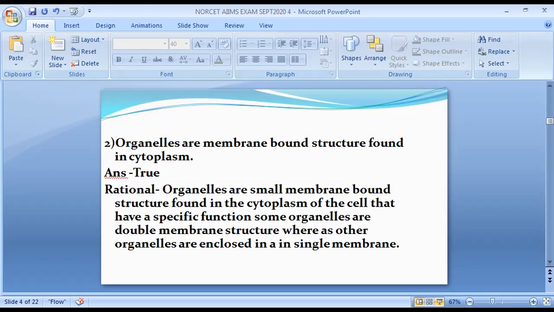Organelles are membrane-bound structures found in the cytoplasm. Answer is true. Rationale: organelles are small membrane-bound structures found in the cytoplasm of the cell that have a specific function. Some organelles are double membrane structures, whereas other organelles are enclosed in a single membrane. So the answer is true.